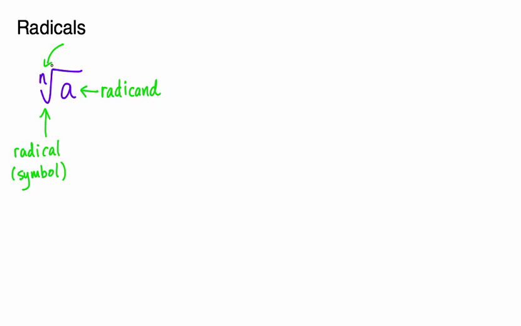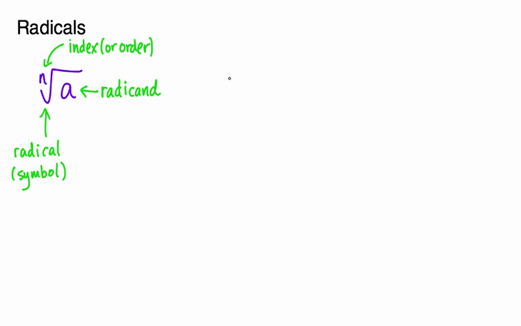Okay, in this video we're going to take a look at radicals. So let's start with a few definitions. Obviously we need to have a symbol for radicals. Then we have two other important parts of the radical: the part that's inside the radical symbol, which is known as the radicand, and the part that's in front, kind of like a superscript notation, which is known as the index or the order.